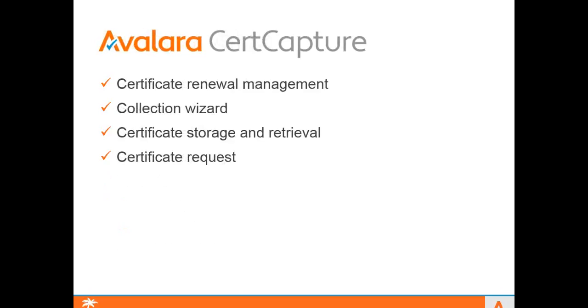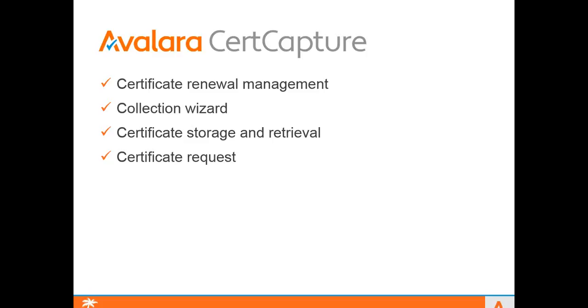We also offer something called Cert Capture. So I talked about some of the pitfalls, especially when you're dealing, maybe you're not doing so much sales tax, but you do a lot of transactions to resellers or distributors. You need their reseller certificate or their exemption certificates to be able to prove that they should not be taxed on those. So with Cert Capture, it's really a renewals management solution.